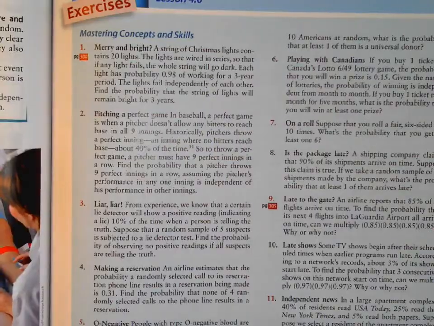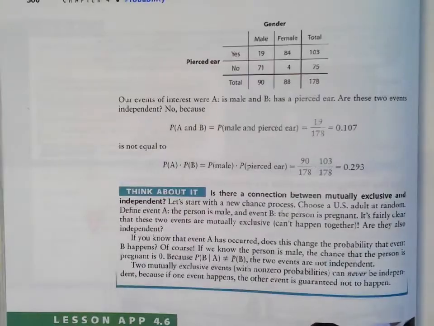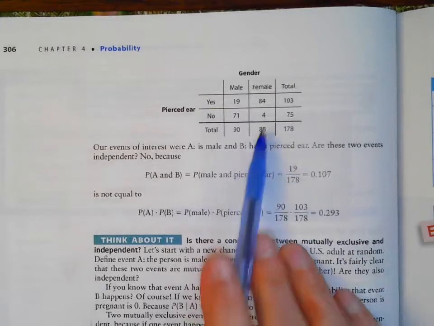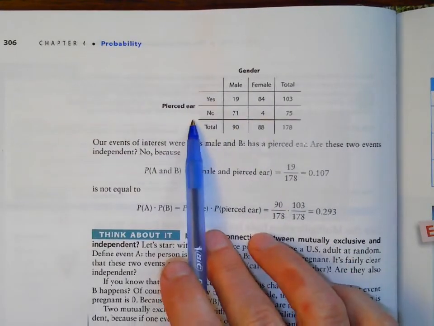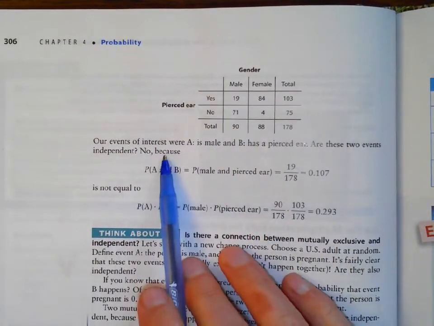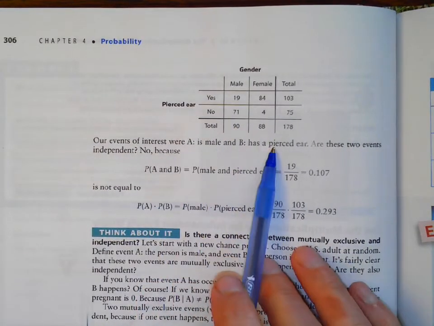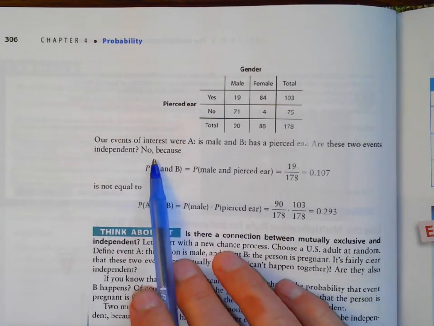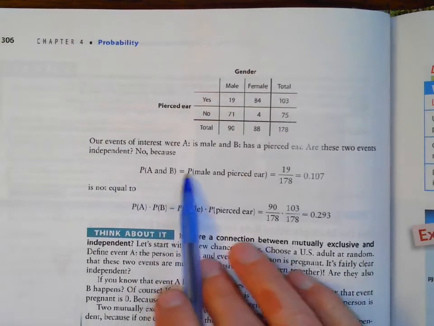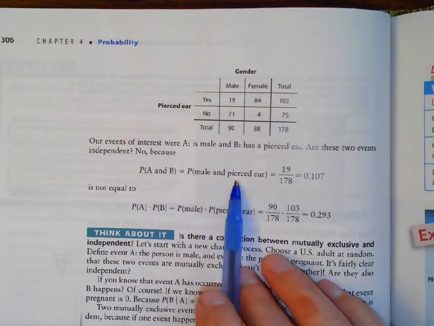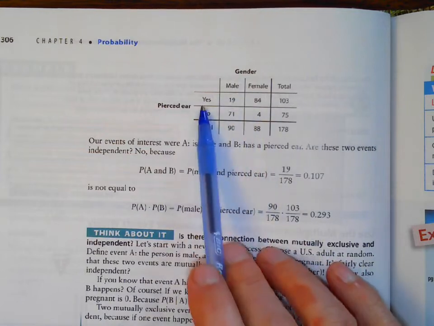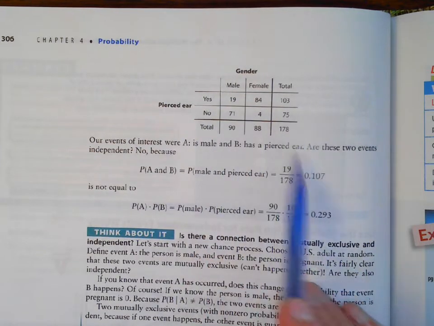Okay, so let's look at another example. Going back to the gender and ear pierced data. A is male, B is ear pierced. Are the two events independent? So male and ear pierced was 19 out of the 178 people.